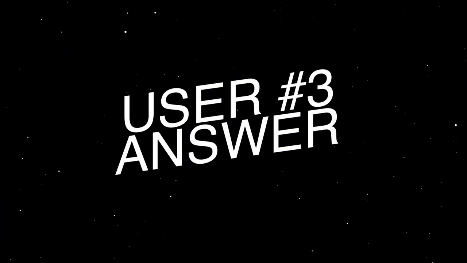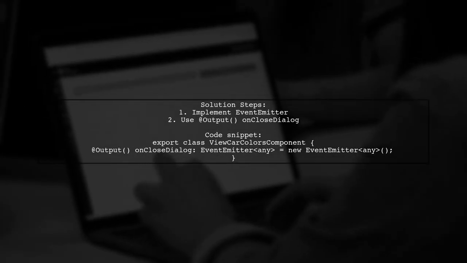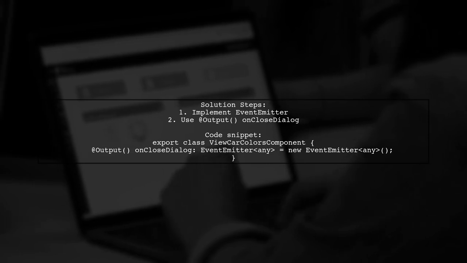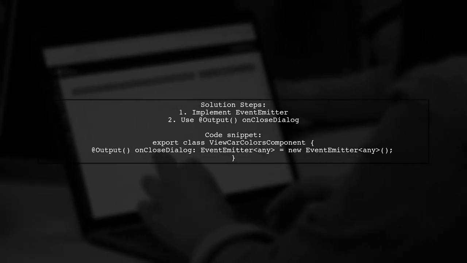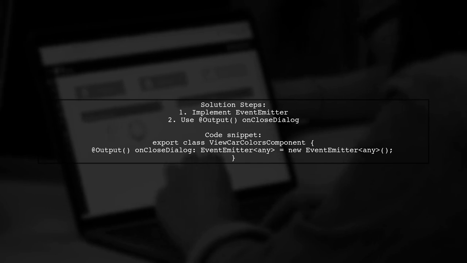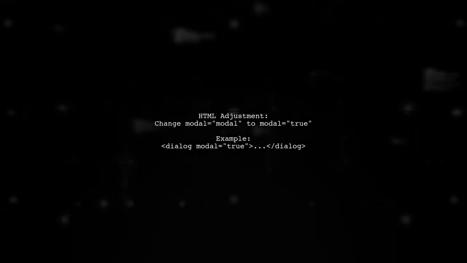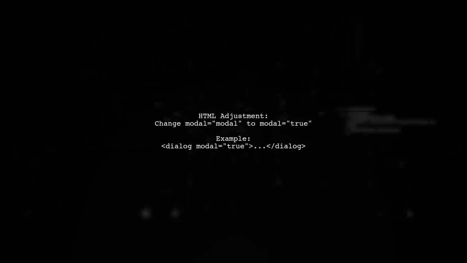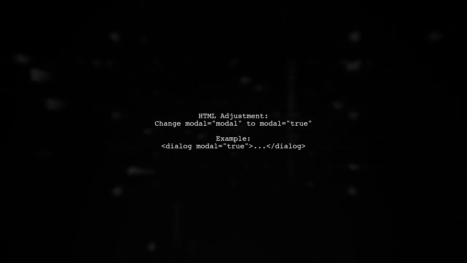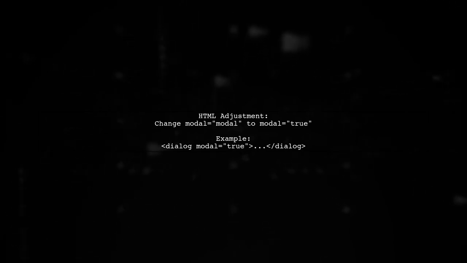Let's now look at another user-suggested answer. To fix the issue with the p-dialog onHide not working in your Angular component, you should implement an event emitter. This allows you to emit an event when the dialog is closed. Additionally, make sure to change the modal attribute in your HTML file from modal equals modal to modal equals true. This adjustment is crucial for the dialog to function correctly.